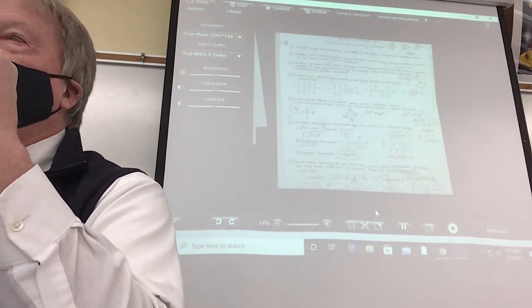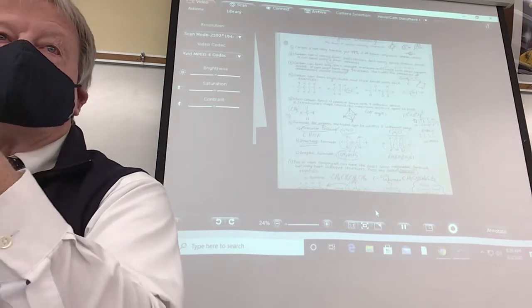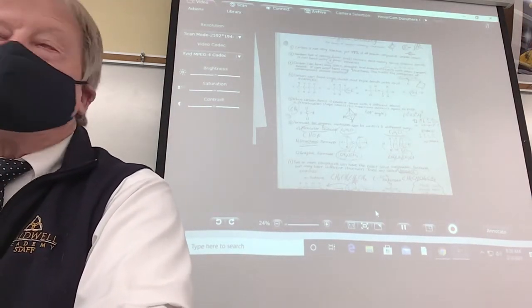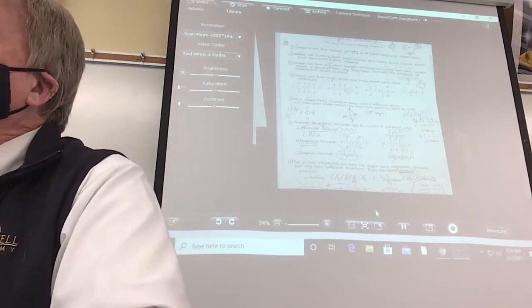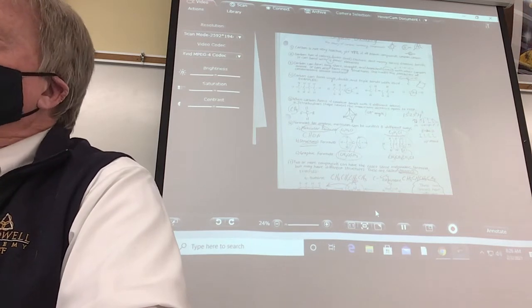It's not very reactive. Is that why there's so many compounds? I wouldn't put that down. If they said, why are there so many carbon compounds? You say, because it's not reactive. Well, why are there so many compounds? Yes? It can bond with itself in single bonds, double bonds, or triple bonds. That's right. What else?